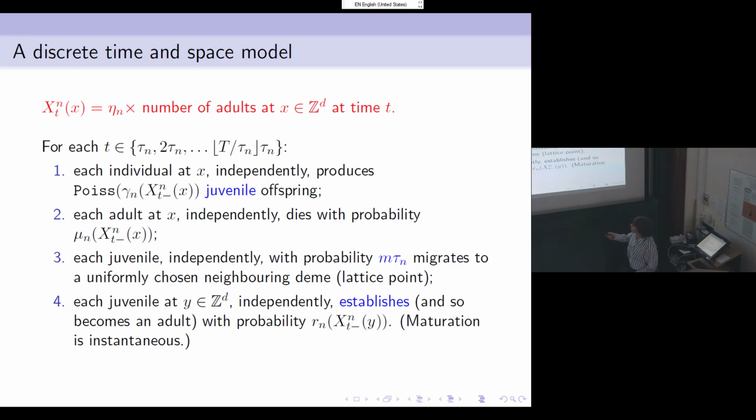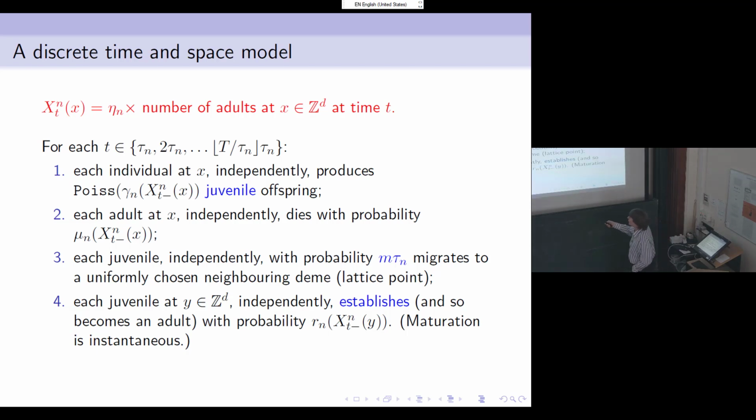So here's the model. We suppose that we start from a model evolving in discrete generations. The intergeneration time tau n here is just very small. Each individual at x, so individuals are on a lattice, think of d equals 2, sometimes I'll write d, sometimes I'll write 2, sometimes I'll write 1, but this works in any dimension. And each adult at a lattice point x independently produces a Poisson number of offspring.